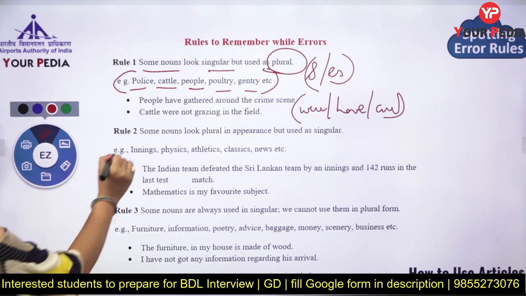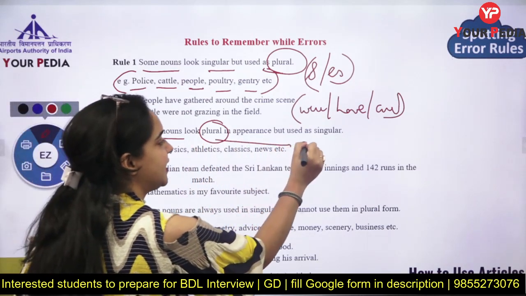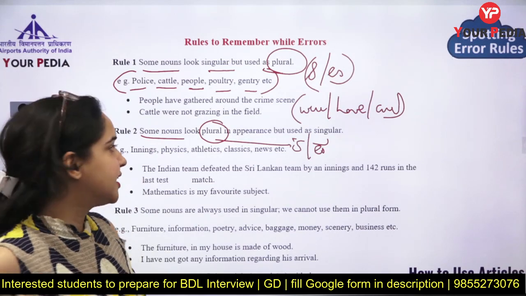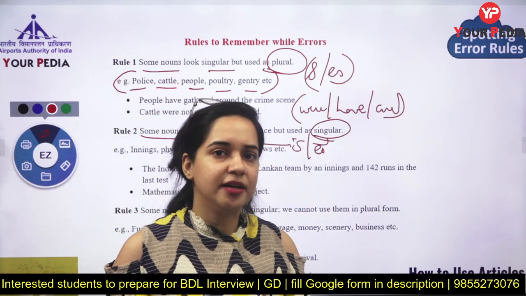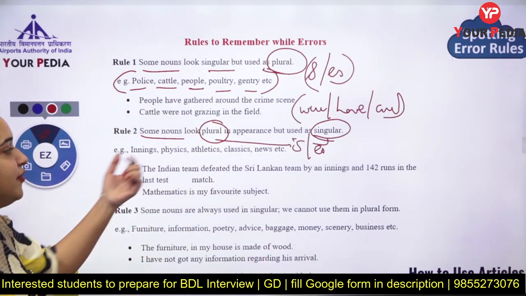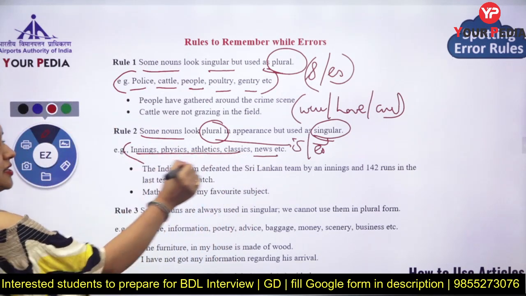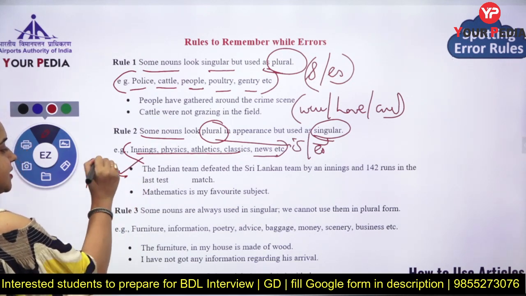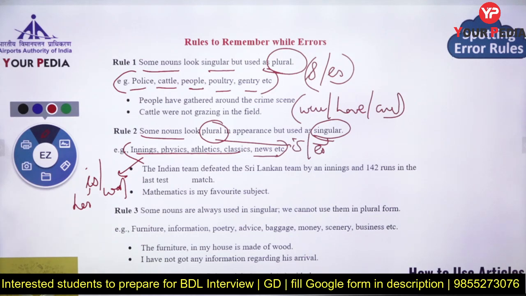Next you have is some nouns look plural in appearance. अब इनके plural कैसे लगेंगे? इनके पास s और es होगा, लेकिन इनको कैसे use किया जाएगा? Singular की form में. Now tell you, mathematics में तो s लगा है, तो इसकी तरह तो वो are होना चाहिए, but नहीं. Mathematics, physics, athletics, these all nouns, ये plural लगते हैं कि इसके साथ are use होगा, but नहीं. What we will be using is, was, or you can say has in these sentences, right?